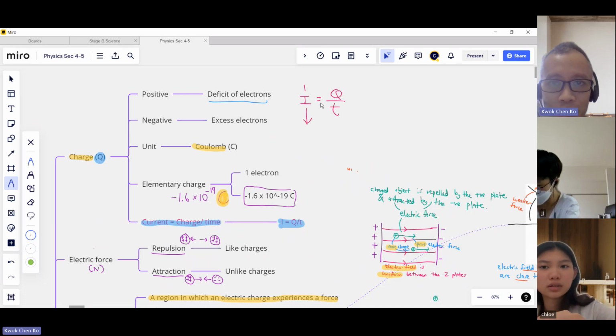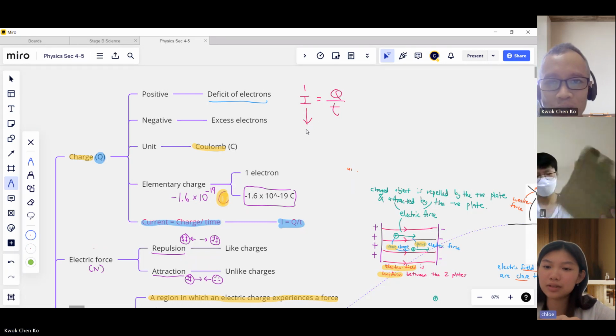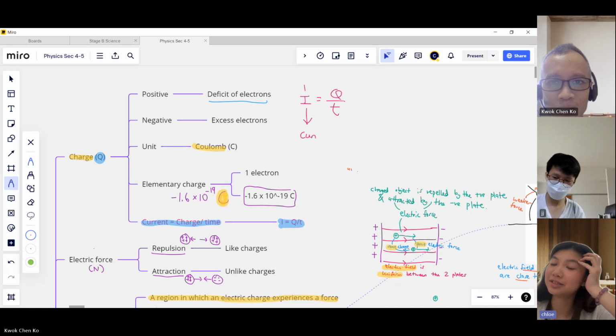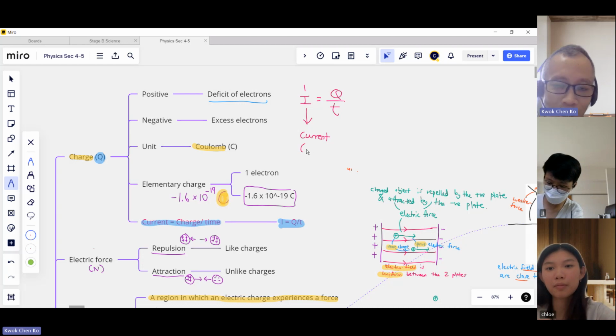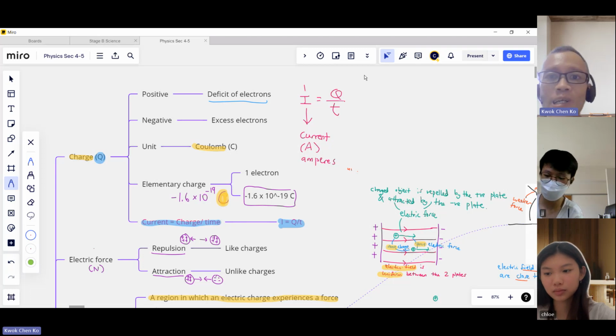Current. Okay, good. And what are the units for current, Chloe? I don't know. Okay, so make sure you're very familiar with it because it's 100% coming out. No running away from it. So the units will be in amperes. It's written as a capital A.